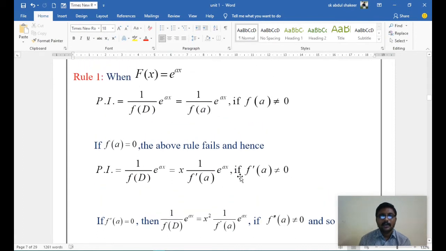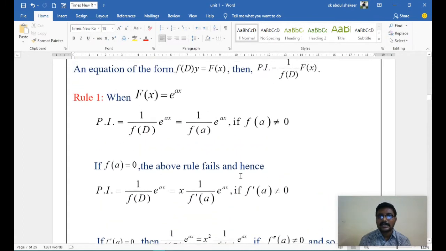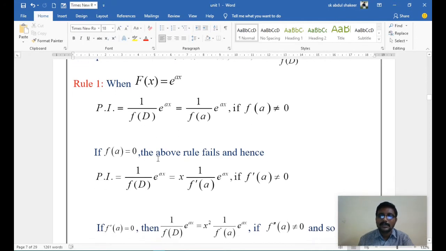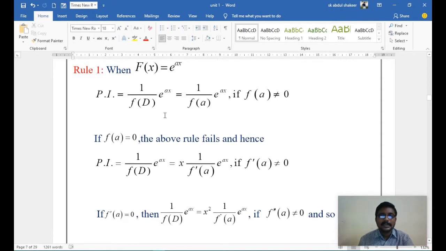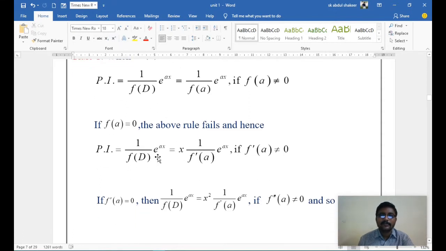So it is the working rule or procedure whenever the right hand side of the given equation has an exponential function like e power ax, that means e power 2x, e power x, e power 3x, just use the first case. Whenever e power minus ax is there, we also use case 1, but we put D equal to minus a. When the denominator is equal to 0, the case is known as a failure case. In such case, we take x as numerator, differentiate the denominator to f dash of D and put D equal to a.